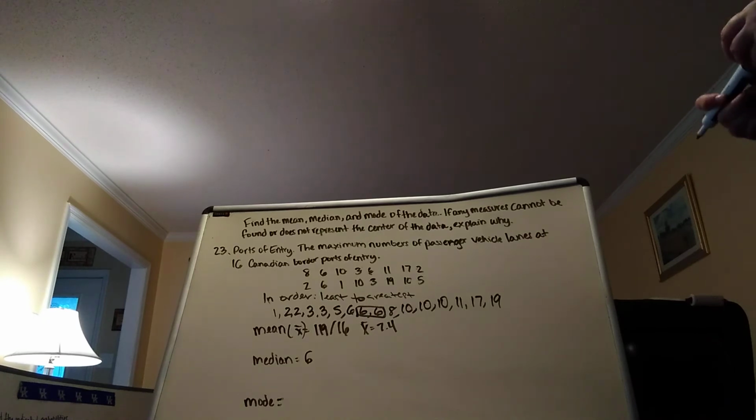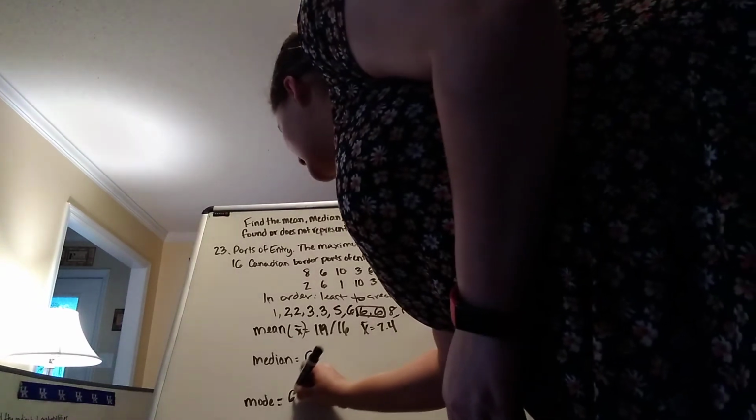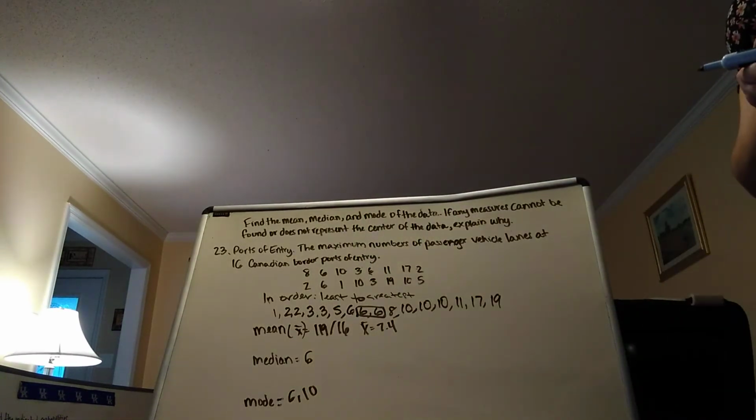Now, the mode is the term that's used the most, and we can see that 6 is used 3 times, as well as 10 is used 3 times. So modes would technically be 6 and 10. However, 10 is what we call a quartile 3, and would not necessarily be the best measure of central tendency.